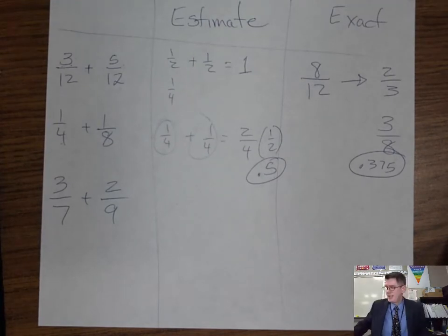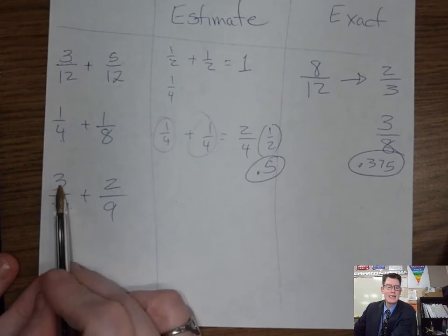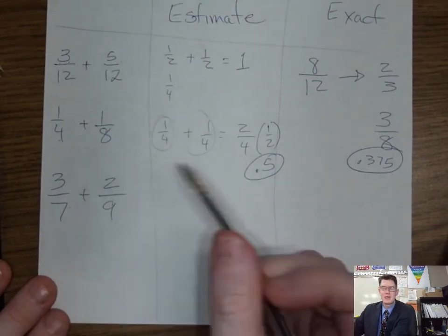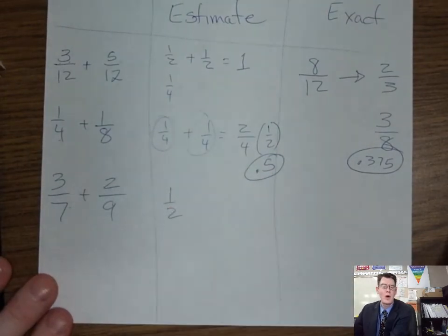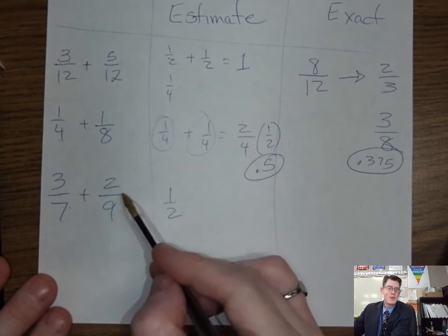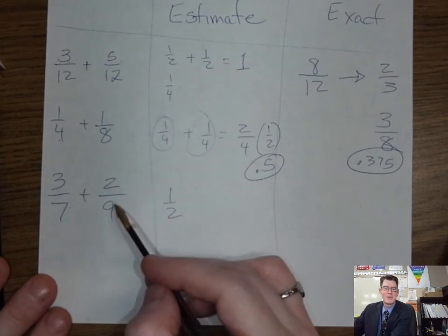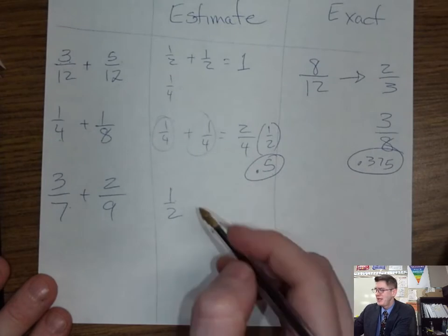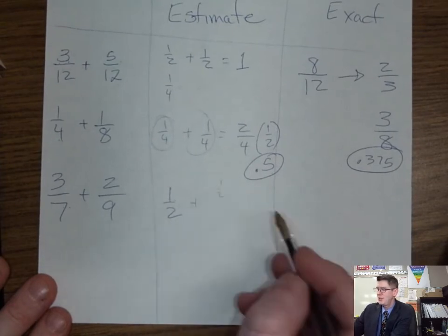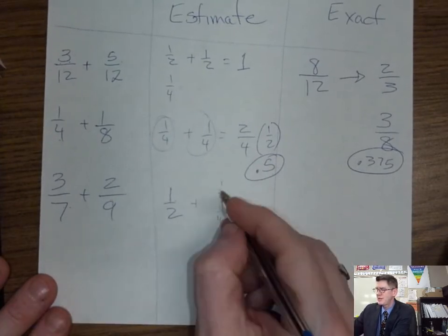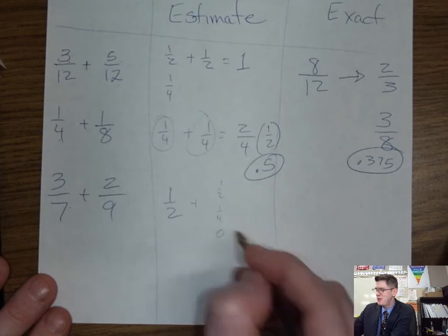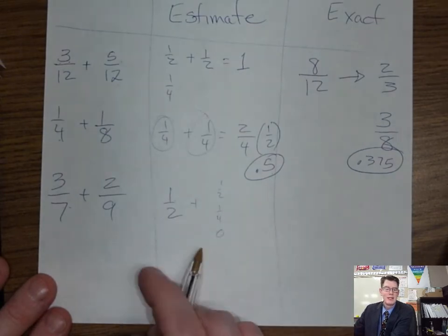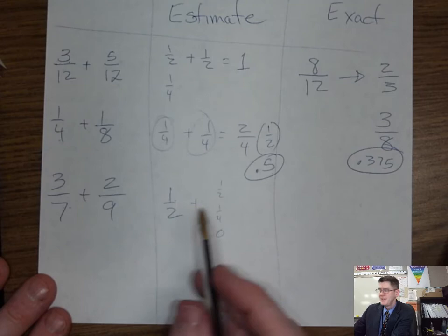All right. For 3/7, I see that that's really close to 1/2. 3 is close to half of 7, so I know that's close to 1/2. And 2/9, boy, that's kind of small. It's not a half. If you want to use a half, you could, but maybe 1/4 because that's half of that, and maybe you'd even say that's just too close to 0. I don't even like that, so I'm just going to say 1/2 plus 0.